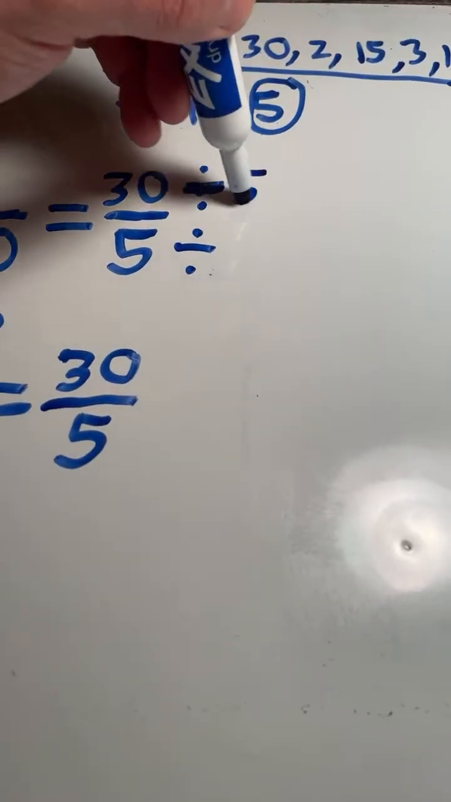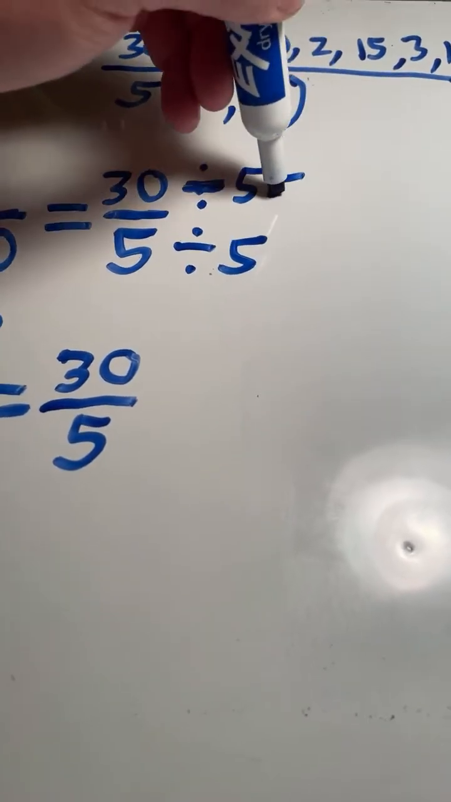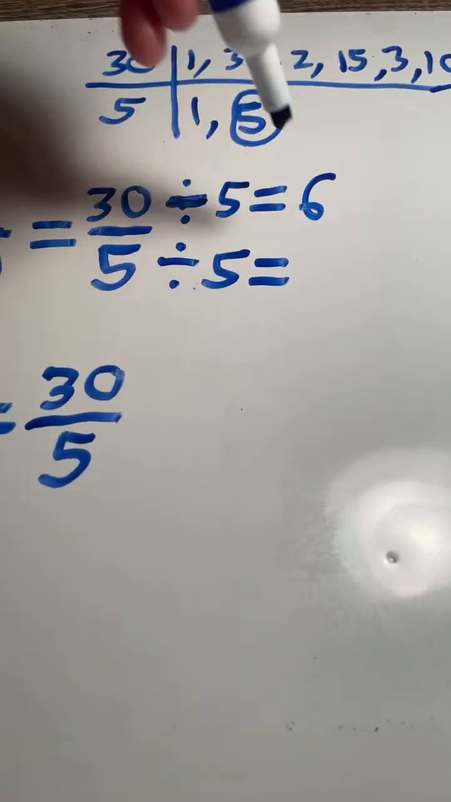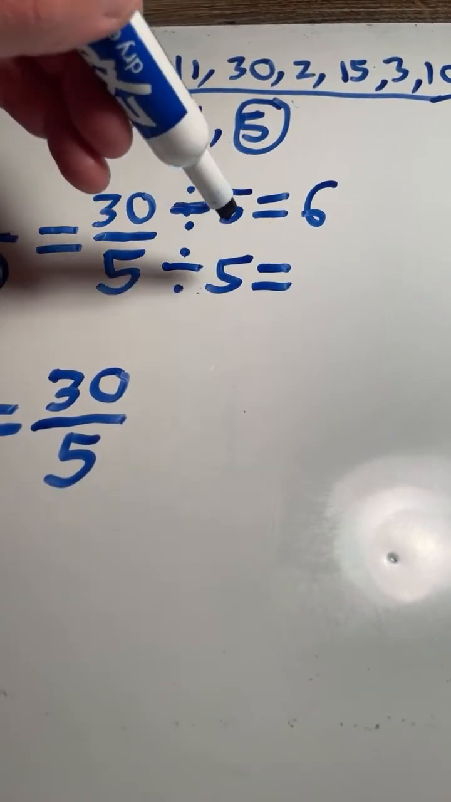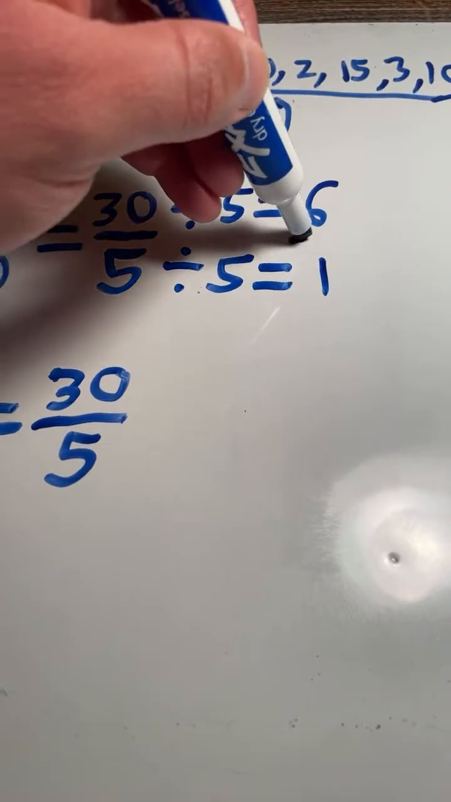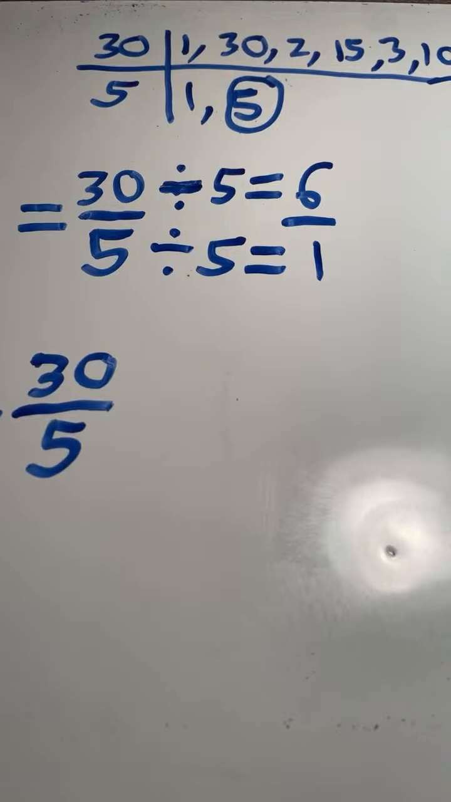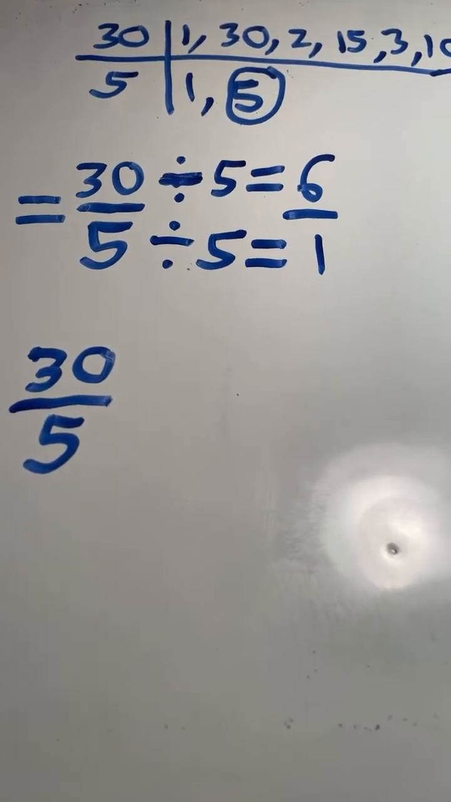So 30 divided by 5 and 5 divided by 5. Here we go. So 30 divided by 5 equals 6. 5 divided by 5 equals 1. So 3/5 reduced to lowest terms equals 6/1.